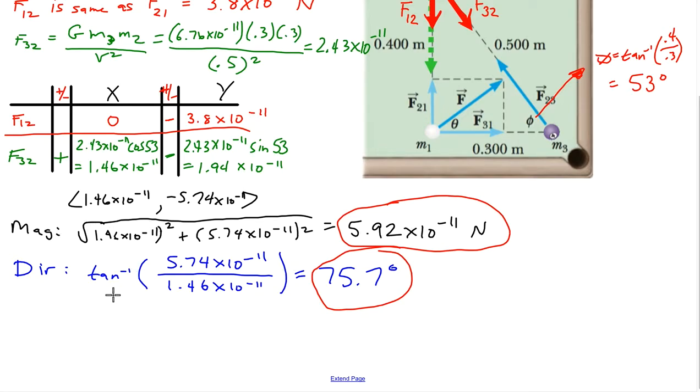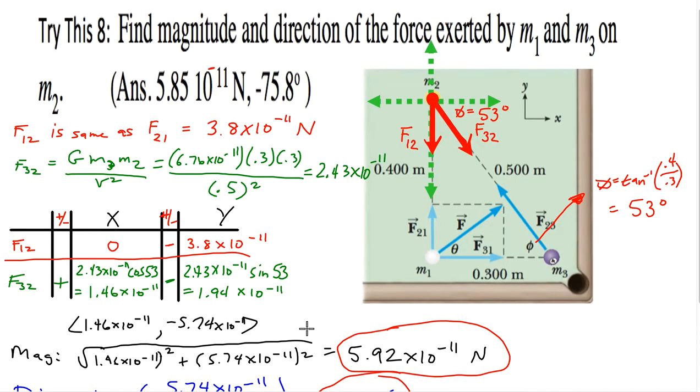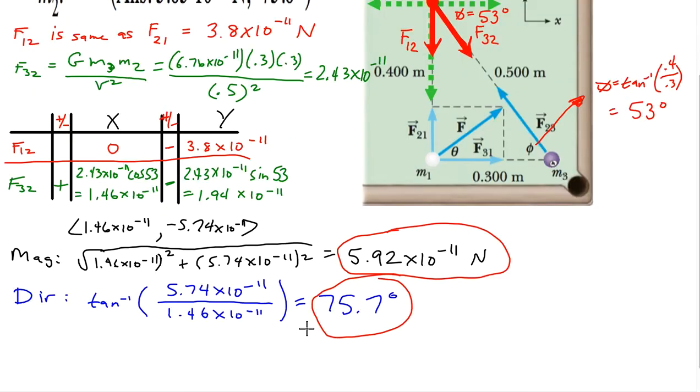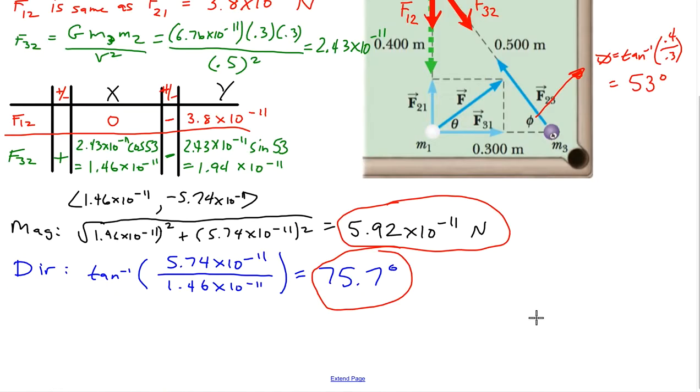And the direction, inverse tangent of the y number over the x number, again remembering that we will not have any negative numbers in there. So we get 75.7 degrees. All right, so the resultant here, I didn't actually draw a picture of it, but you have its magnitude and you have its direction.